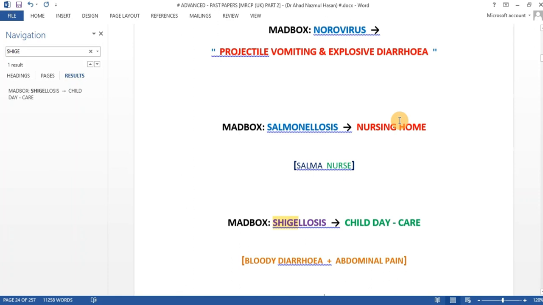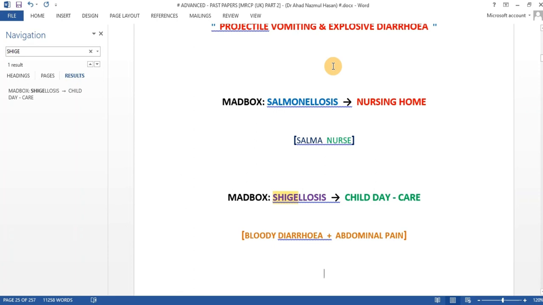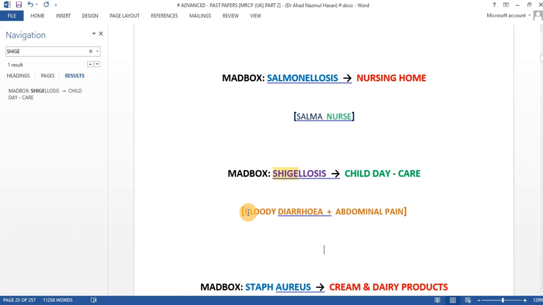And shigellosis and salmonellosis both come with features of bloody diarrhea, and usually they have the same type of incubation period. But in case of salmonellosis, we can get either features of rash or features of relative bradycardia. Shigellosis is more commonly seen in child daycare, and salmonellosis in nursing homes. Shigellosis usually comes with left iliac fossa pain, and there would be no left iliac fossa pain in salmonellosis. So presence or absence of left iliac fossa pain is a very differentiating point between salmonellosis and shigellosis.